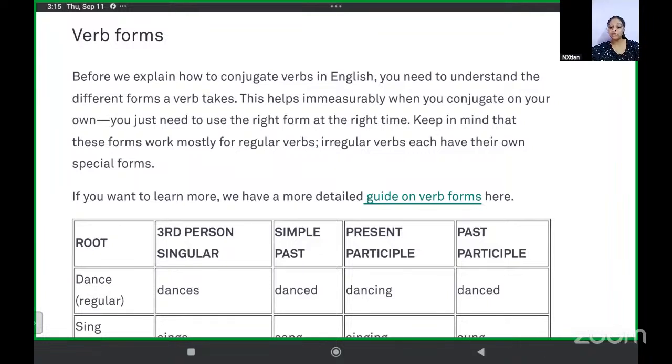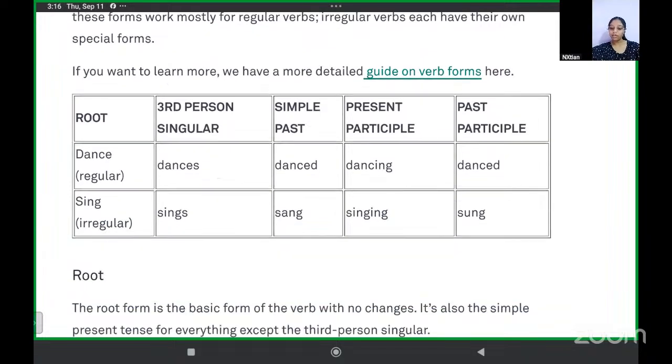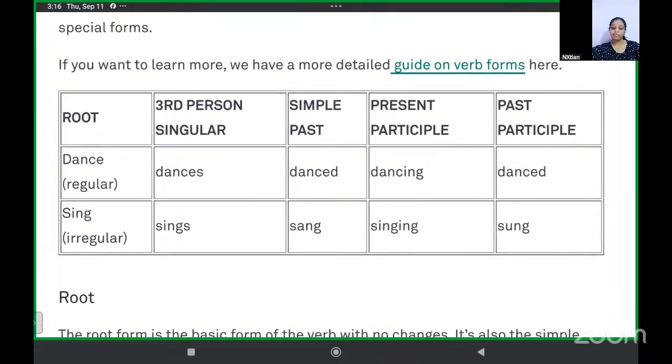Keep in mind that these forms work mostly for regular verbs. Irregular verbs each have their own special forms. Conjugate means to give the different forms of a verb. Regular verbs, we give them different forms. Irregular verbs have their own forms mostly. If you want to learn more, okay.